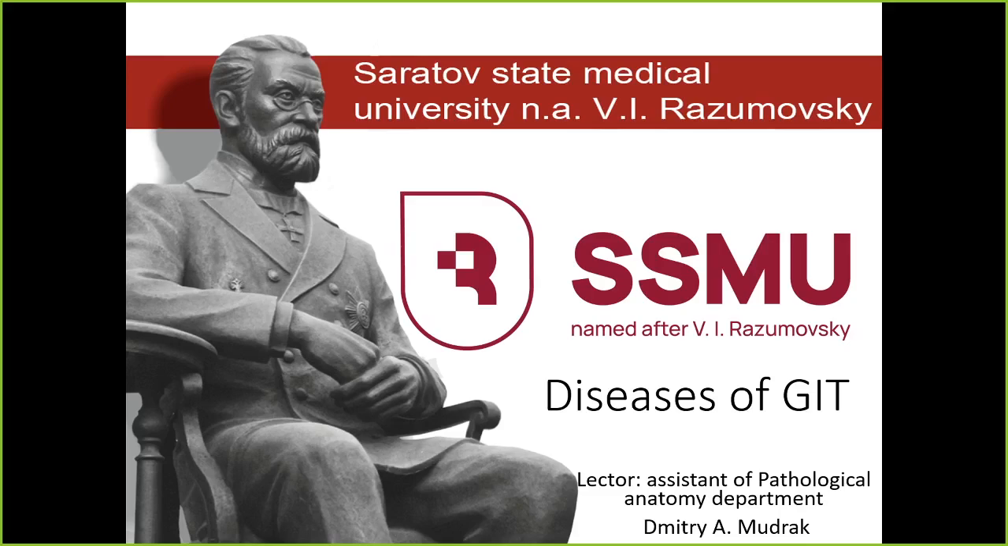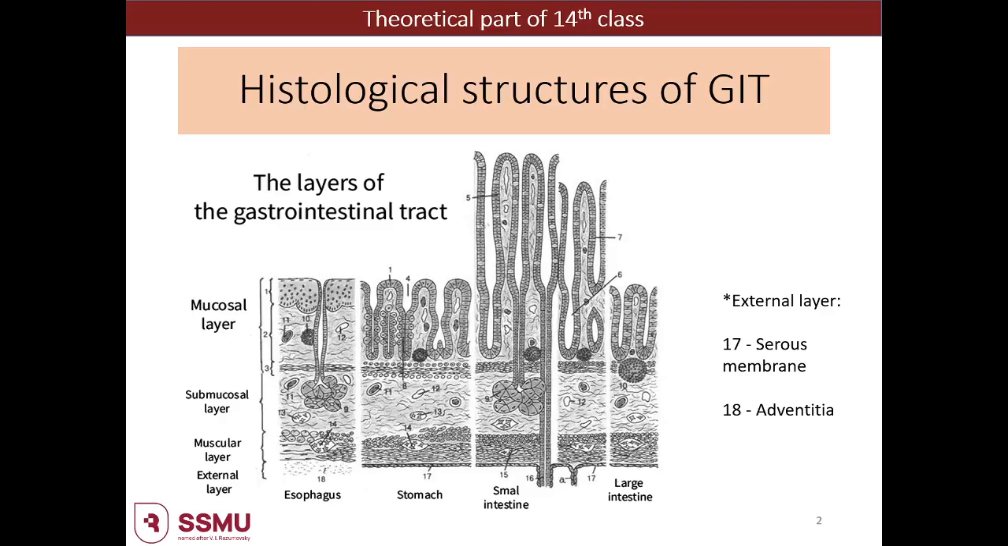Before we start talking about diseases, let's review our knowledge about normal anatomy and normal histology of these organs. You should remember that the whole gastrointestinal tract consists of 4 layers: the mucosal layer, submucosal layer, muscular layer, and external layer.